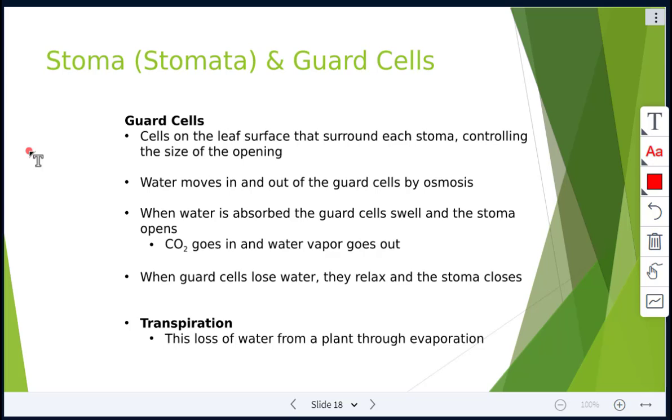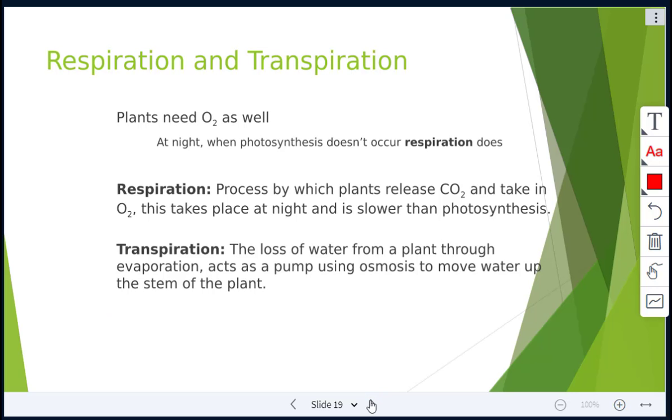All right, so the guard cells are the cells on the leaf surface. They surround each stoma and they control the size of the opening. Water is moving in and out of the guard cells by osmosis. When water is absorbed, the guard cells swell up and the stoma opens. Therefore, carbon dioxide can go in and water vapor can also leave, but so can oxygen. When the guard cells lose water, they relax and the stoma closes. That process called transpiration is the loss of water from a plant because of evaporation. Do make sure you know that term, transpiration.